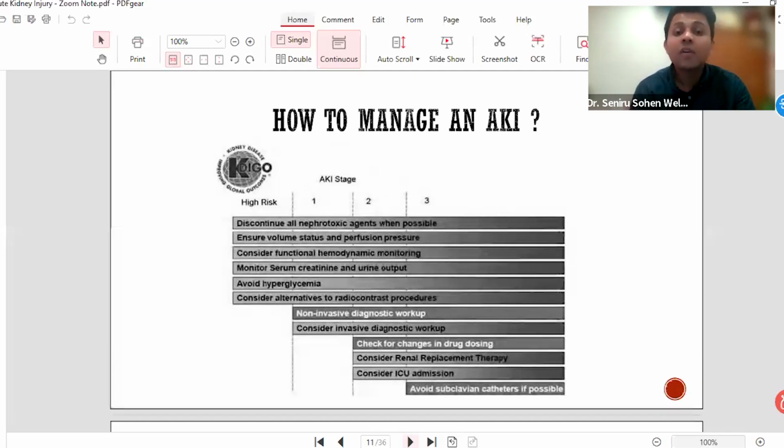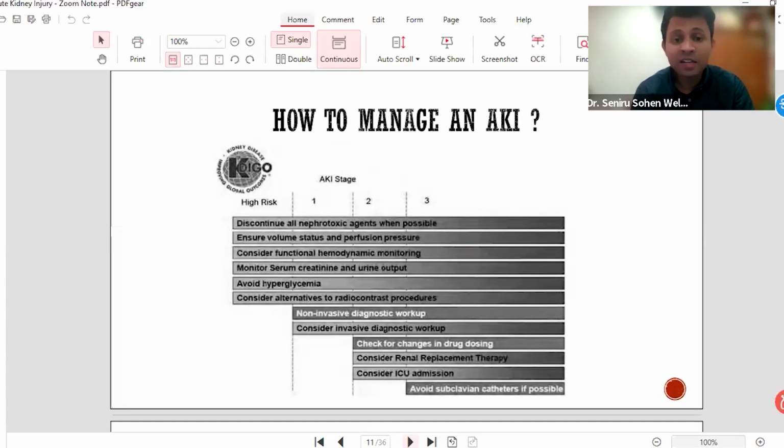Then we have to discontinue all nephrotoxic agents when possible, because AKI takes some time to resolve, and if there are ongoing renal insults, the period of recovery from AKI will get prolonged. So you have to discontinue nephrotoxic agents as much as possible and try to reduce the renal hypoperfusion. So you have to check the volume status of the patient and ensure the perfusion pressure is adequate. For doing that, you can go by the urine output, you can go by the pulse rate. If you're having tachycardia, that would mean that the patient is volume depleted.